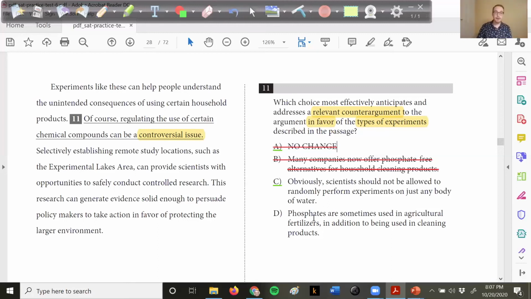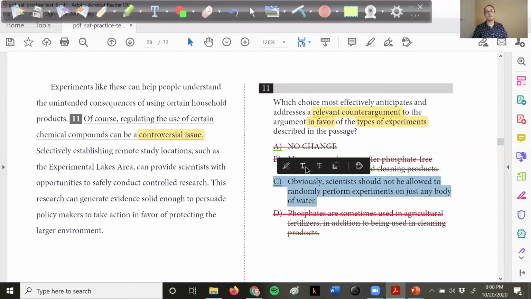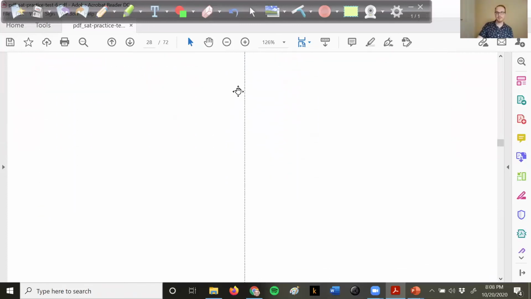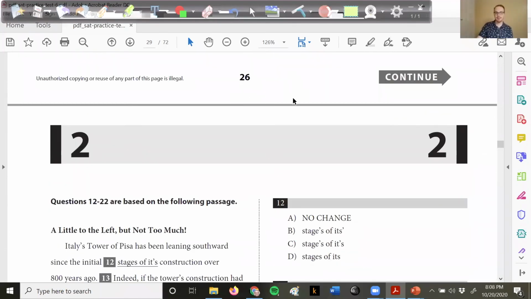Option D, phosphates are sometimes used in agricultural fertilizers in addition to being used in cleaning products. Well, that's just more about product integration. Again, that's not really about arguments, that's just about where phosphates are. So C is our best option there. And now we're through with the phosphate passage. Let's look at something a little more artsy. Still has to do with some sciences, but isn't so focused on biology as the last one.